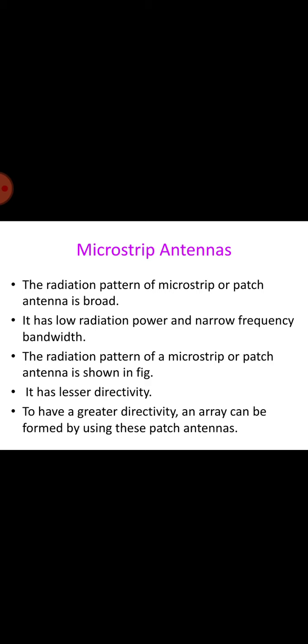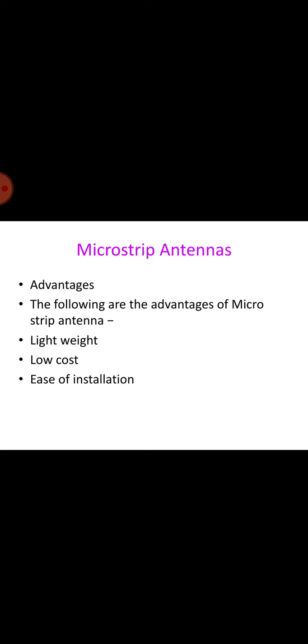The radiation pattern of the microstrip or patch antenna is broad. It has a lower radiation power and a narrow frequency bandwidth. The radiation pattern of a microstrip or patch antenna is shown in the following figure. It has lesser directivity. To have a greater directivity, an array can be formed by using these patch antennas.